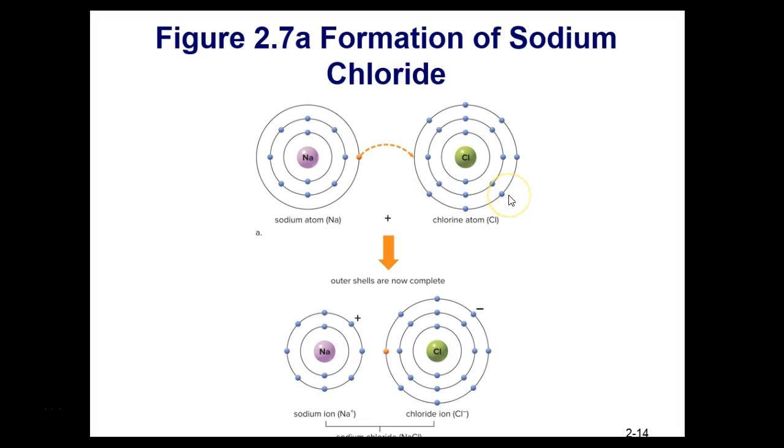Now let's look at chlorine, okay? First shell 2, second one 8, which gives you a total of 10, and that third shell, or the outermost shell, is going to have 7, okay? Now, it's so much easier for chlorine to accept this 1 electron than for sodium to try and pull 7 electrons from this outer shell of chlorine here.